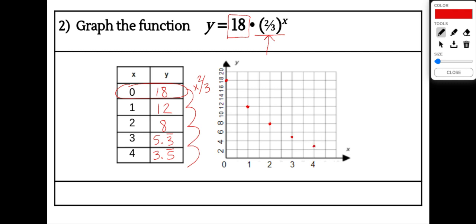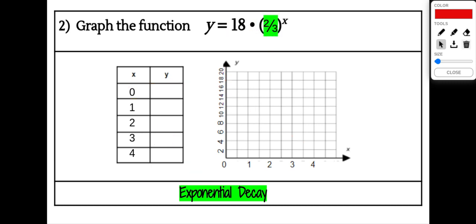Okay, now if you graph your points, let's connect them. We're going to see that we are falling, falling, falling, falling. This is exponential decay. Now it looks like it gets really close to the 0, but it never actually touches it. Okay, so that nice curve line there. So yes, exponential decay. Why? Because the b value is smaller than 1. So just by looking at the function, I know it's going to be decay, and you probably knew that too.